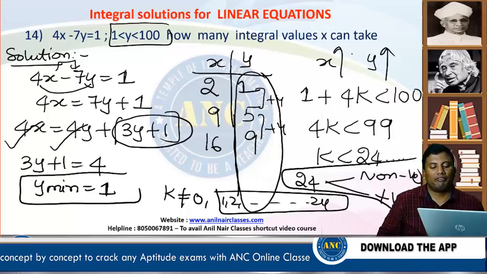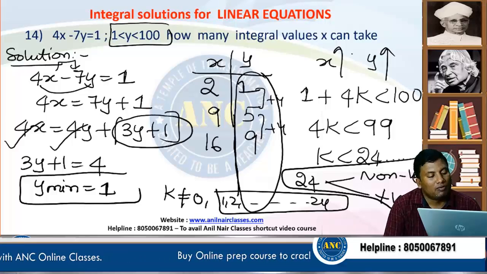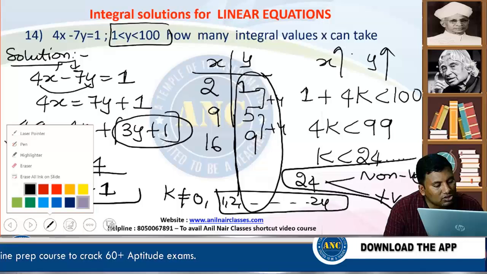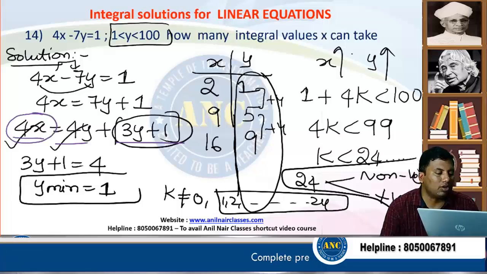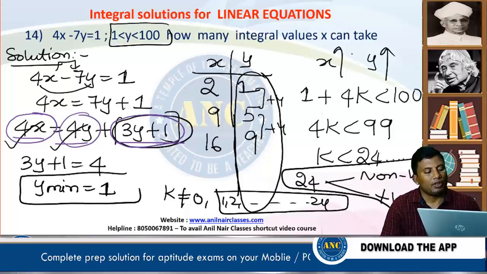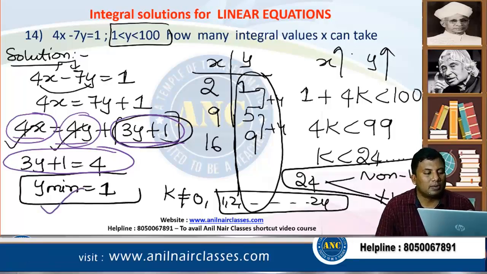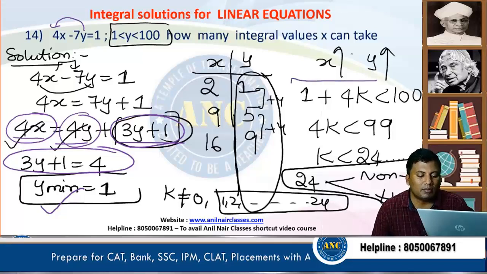Please observe this question carefully. 4x minus 7y is 1. 4x equivalent to 7y plus 1. 4x is 4y plus 3y plus 1. This is divisible by 4. This should be divisible by 4. 3y plus 1 should be divisible by 4. So y minimum it is 1. If I substitute y minimum 1, 4x is 8, x is 2. It is 2, 1. Y increases by 4. 1, 5, 9 and everything. The form of y is 1 plus 4k.